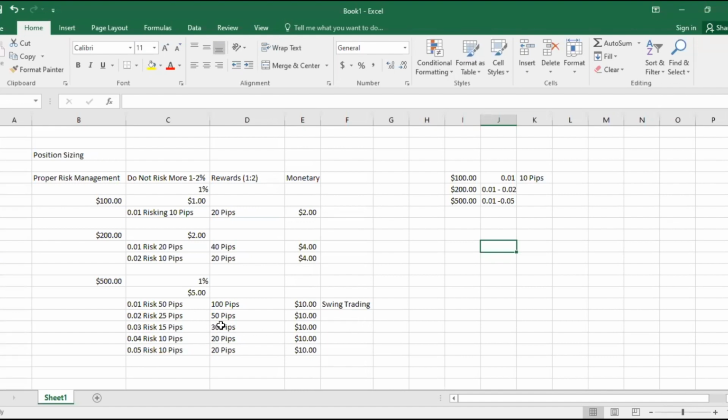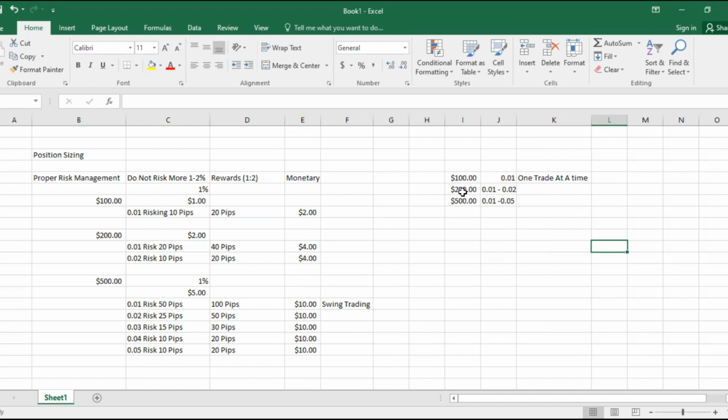So let's say, for instance, in this first scenario, it means you're taking one trade at a time. So until your trade hits your stop loss or hits your TP, you cannot open another trade.